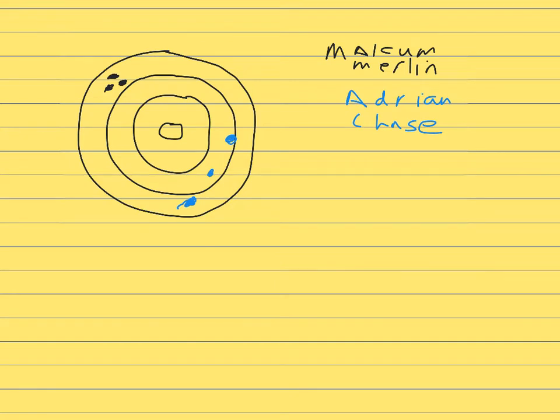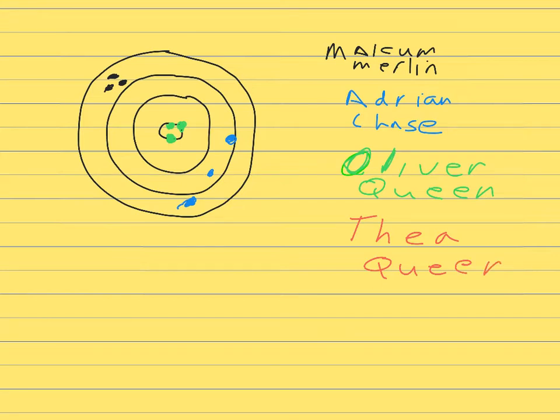And then our next archer, we'll call him Oliver Queen. Shoots 3 arrows, and they go like that. And then we'll have one more here. We'll have Thea Queen, and she'll shoot 3 arrows, and her arrows will go kind of like that.